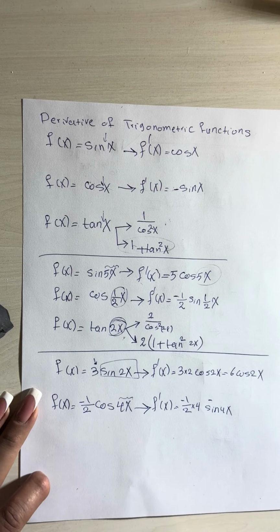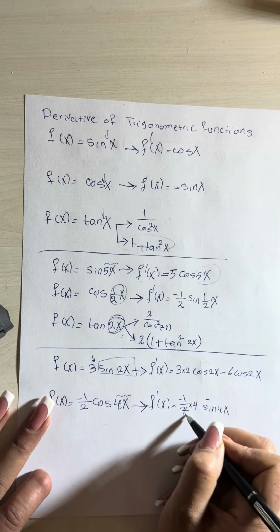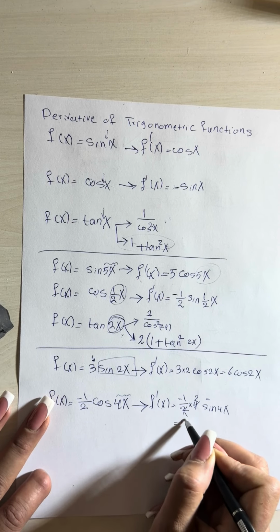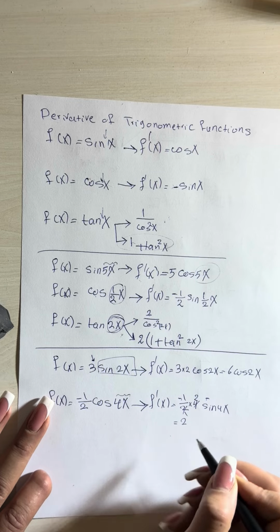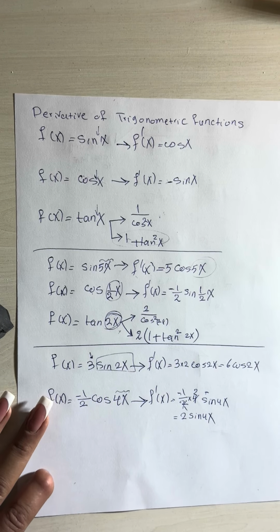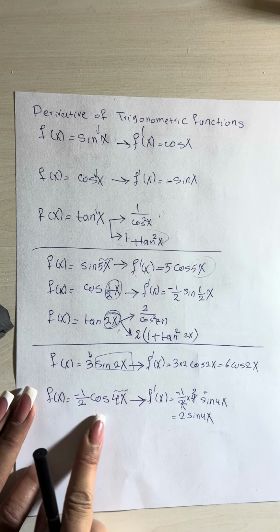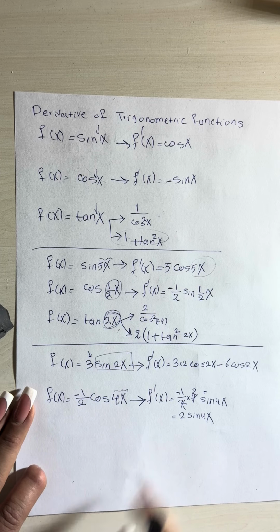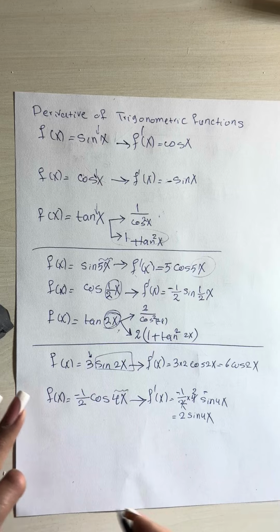Now here we see that we have simplification. Divide by 2, divide by 2. Negative, negative is positive. So the negative disappeared. Now the derivative of minus 1 over 2 cosine 4x is 2 sine 4x.